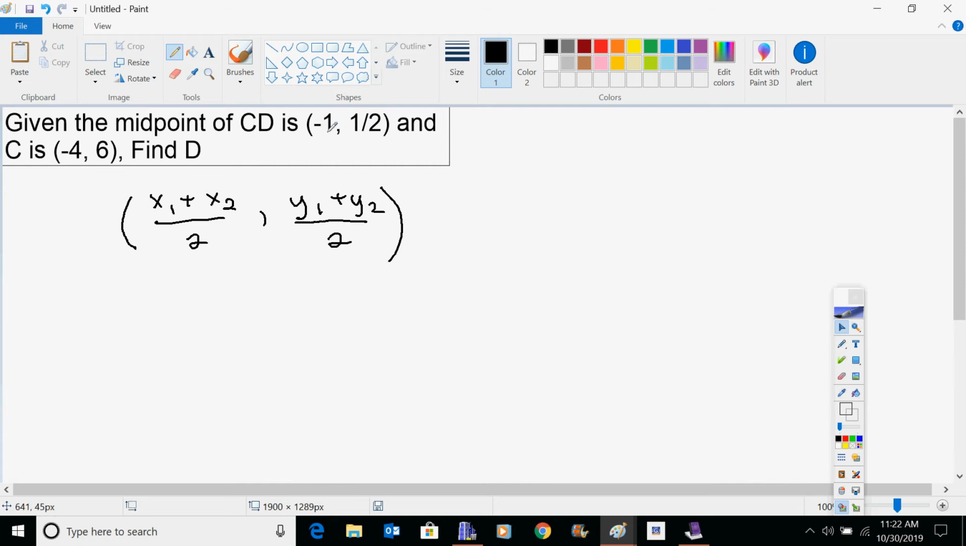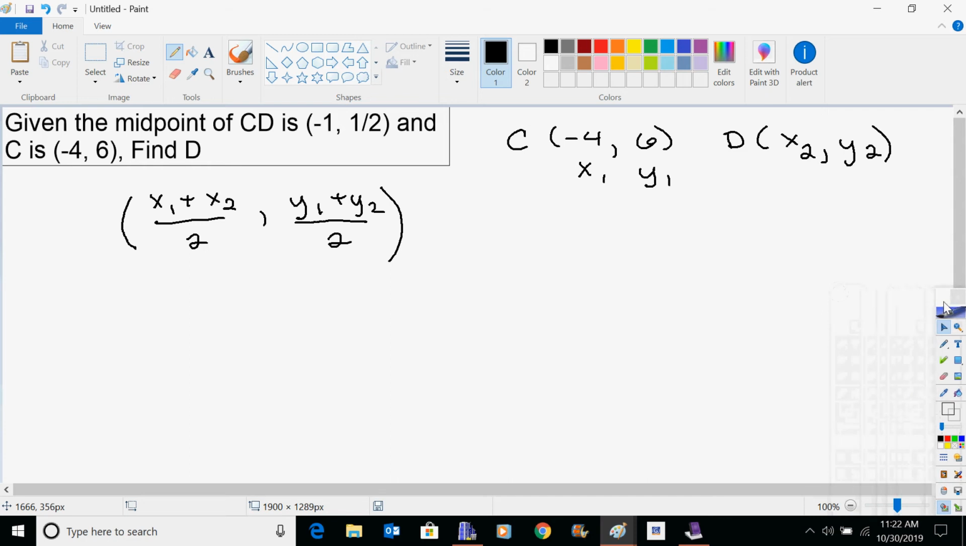Okay, so here is (1, 1 1/2). So this is our midpoint. Our midpoint has an x component and a y component, an x piece and a y piece. And C is (-4, 6). We want to find out what D is. C is (-4, 6). Here's our x1 and our y1. But D, we don't know what that is. That's our x2 and our y2.